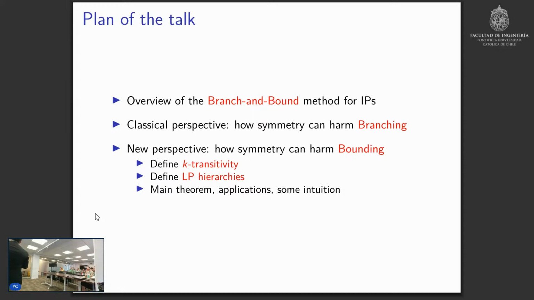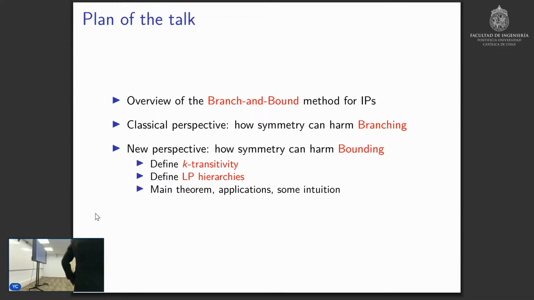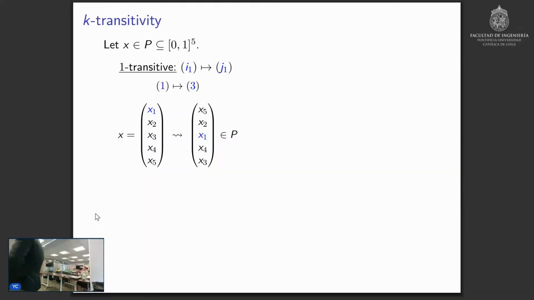And then we'll look at the main theorem and some applications, and as well some intuition regarding this. I have some cute pictures that illustrate our results in small dimensions. Okay, so first, k-transitivity.